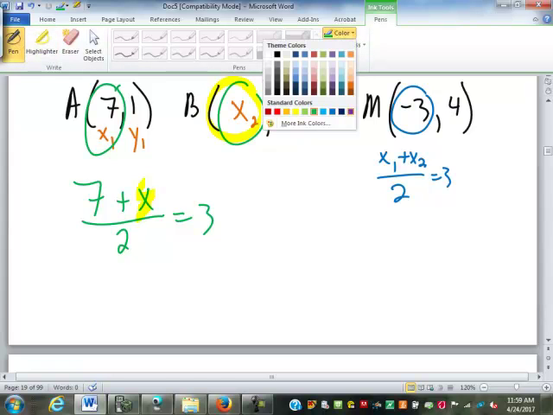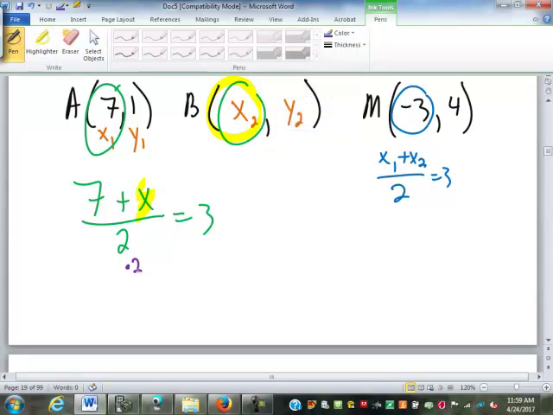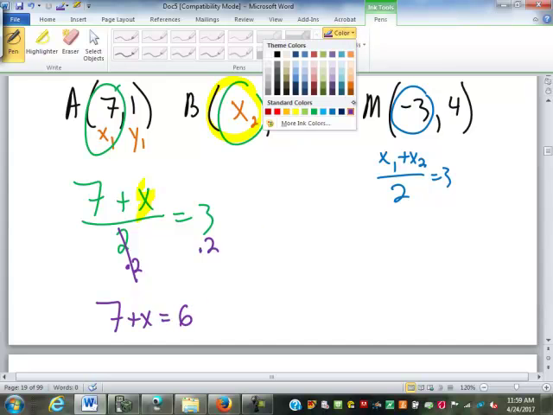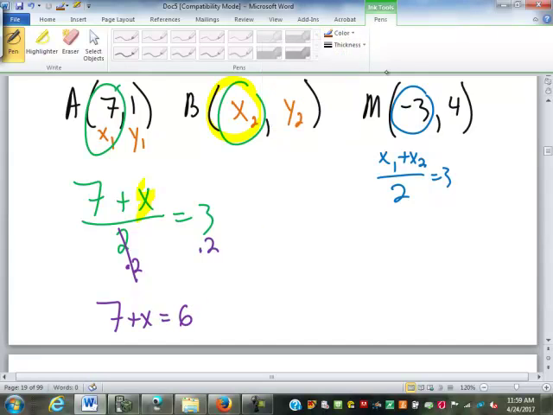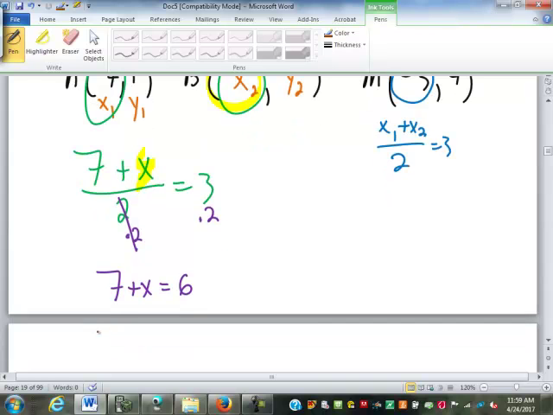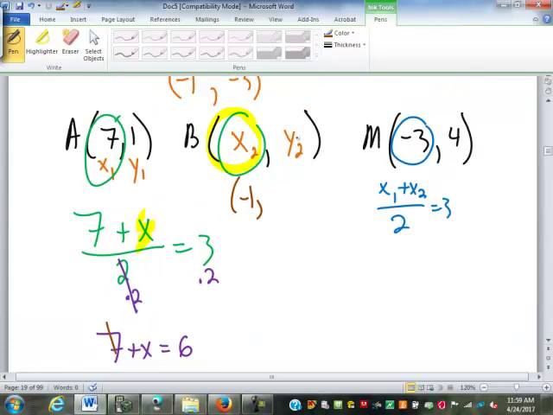So to solve this equation, I would multiply by 2, because the whole side is divided by 2, to get 7 plus x equals 6. And then to solve for x here, I have the 7, so I'm going to subtract 7. So 6 minus 7 is negative 1. So x is negative 1. So the x-coordinate of that other endpoint is a negative 1.